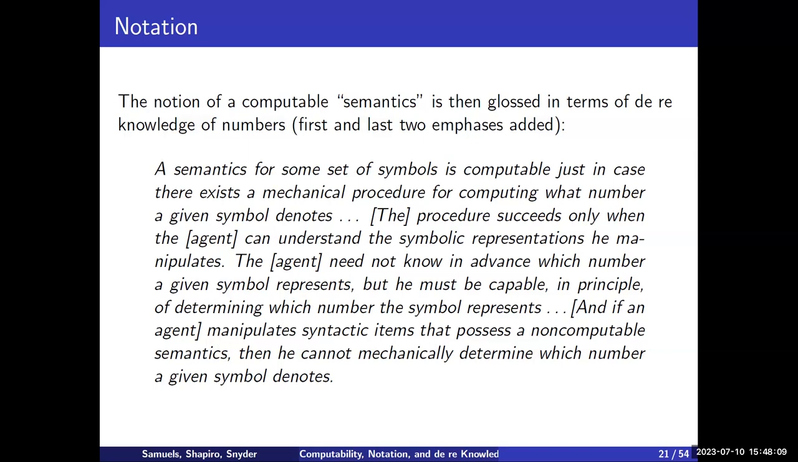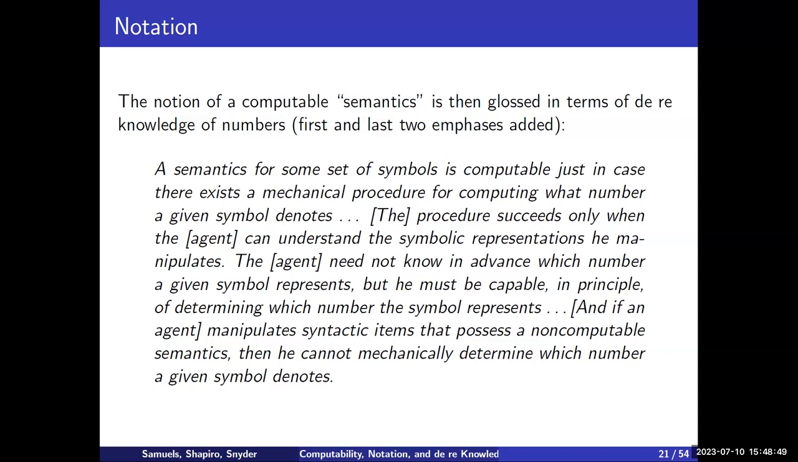So this is Michael. A semantics for some set of symbols is computable just in case there exists a mechanical procedure for computing what number a symbol denotes. Again, there's the WH trigger there, what number. The procedure proceeds only when the agent can understand the symbolic representation it manipulates. The agent need not know in advance which number a given symbol represents. Again, there's the WH trigger, which number. But he must be capable in principle of determining which number the symbol represents.